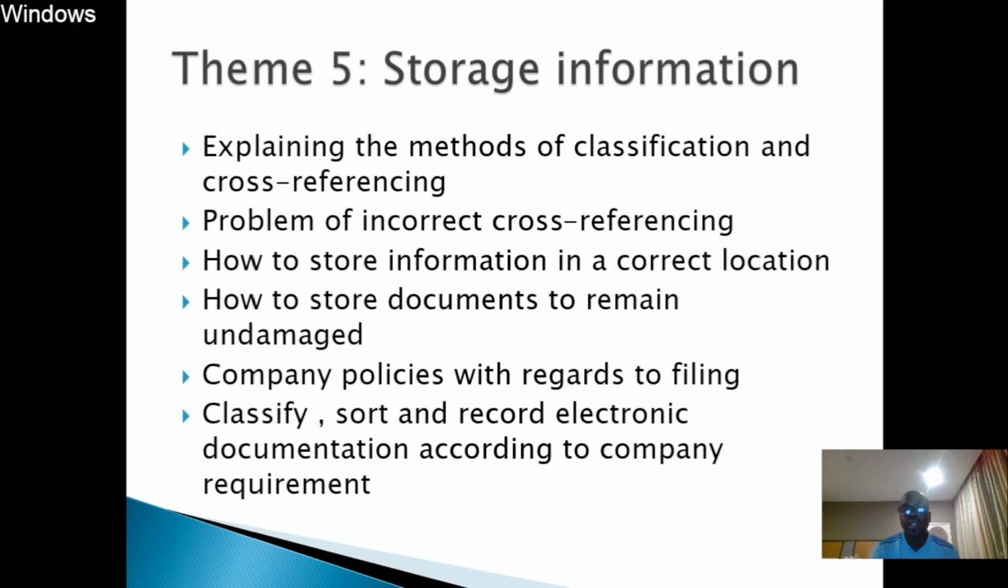So at the end of this chapter, we need to be able to classify information, do cross-referencing. We need to look at what will happen if we incorrectly cross-reference, how to store information in a correct location, how to store the documents so that they remain undamaged, what policies do certain companies have with regards to filing. We need to classify, sort, and record electronic documents according to the company policies.